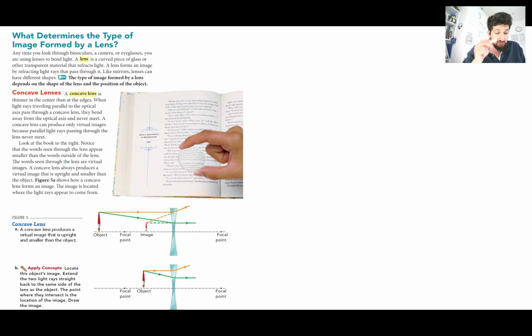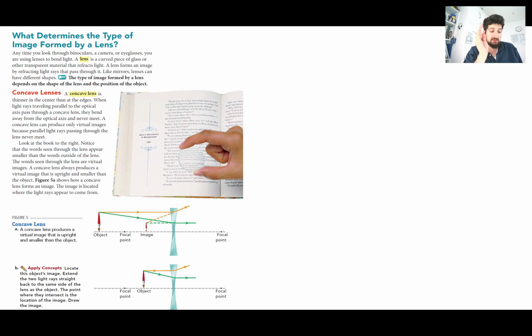Only virtual images, because parallel light rays passing through the lens never meet. Okay? So look at the book on the right. Notice that the words seen through the lens appear smaller than the words outside the lens. So over here the words appear to be big. Over here the words appear to be small. Okay? The words seen through the lens are virtual images. A concave lens always produces a virtual image that is upright.